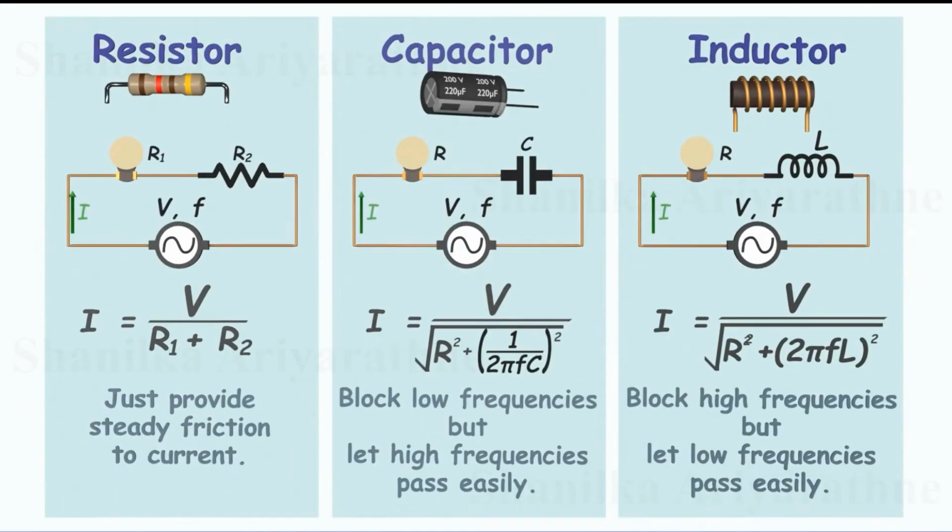So, as a summary, a resistor is not affected by frequency, but capacitors and inductors behave very differently as the frequency changes. For capacitors, higher frequency means more current. For inductors, higher frequency means less current. So even changing just the frequency can completely change the behavior of a circuit.